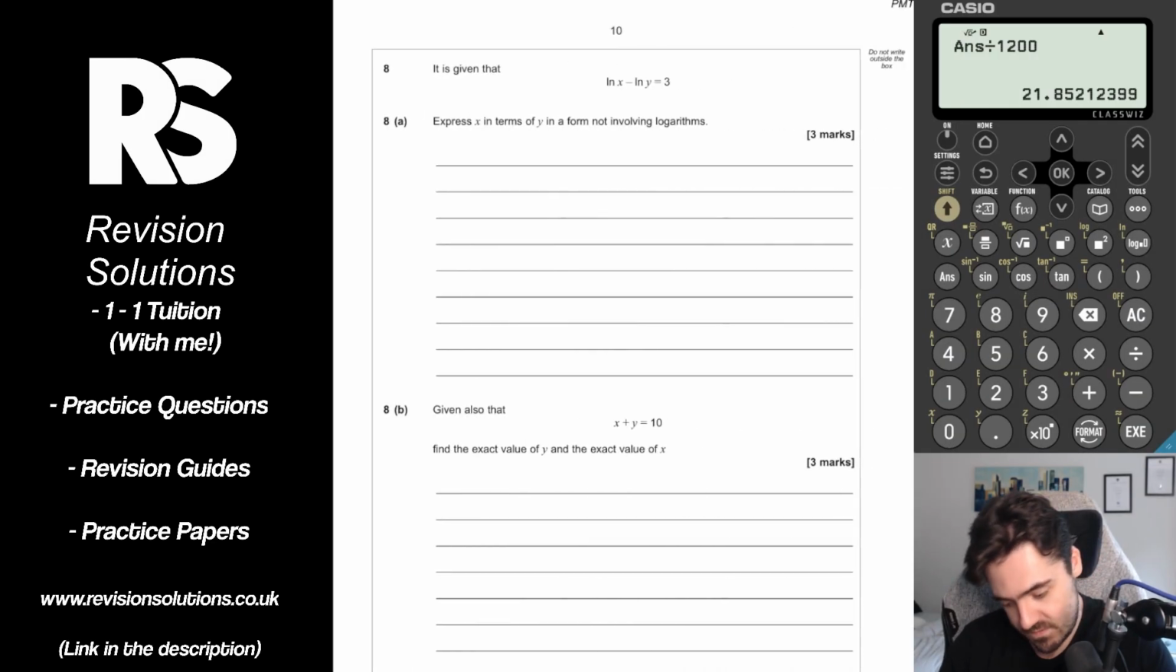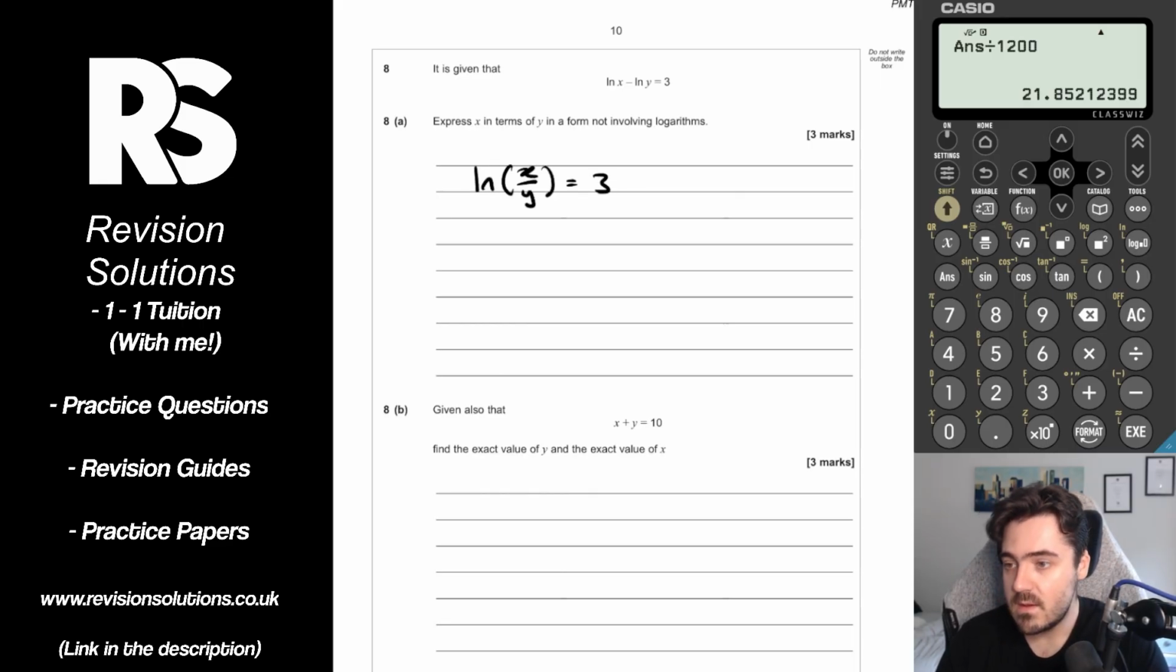Moving on to question 8. It says, it is given that the natural log of x minus the natural log of y equals 3. Express x in terms of y in a form not involving logarithms. Well, if we want to get rid of the logarithms, we need to condense it down to one log. So first off, the rule for subtraction of logarithms means division inside the logarithm. Then we'd have the natural log of x over y equals 3. Then if we use the basic property of a log, going back to the exponential form, that would be x over y equals e, as the natural log is log base e, so e cubed.